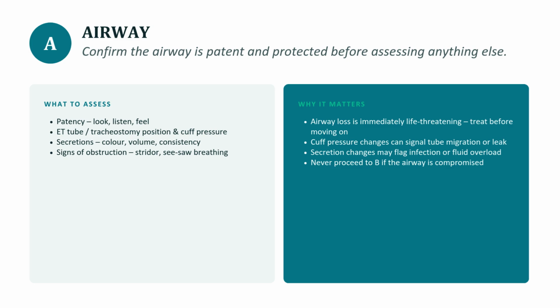Cuff pressure changes can signal tube migration or an air leak, meaning the patient does not get the pressure or the ventilation required. Secretion changes may flag an infection or fluid overload, particularly if it's pink and frothy. Never proceed to B if the airway is compromised.